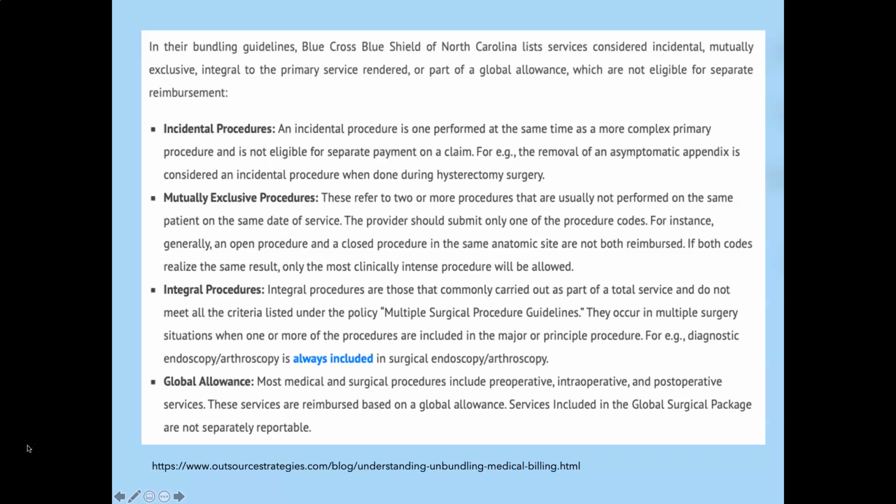Integral procedures are those that are commonly carried out as part of a total service and don't meet all the criteria under the policy multiple surgical procedure guidelines. The example they give us is that when an orthopedic surgeon is doing a surgical endoscopy or arthroscopy, the diagnostic endoscopy or arthroscopy is always included, because when they go in to do, let's say they're scoping someone's knee, the first thing they do is go in and look around.